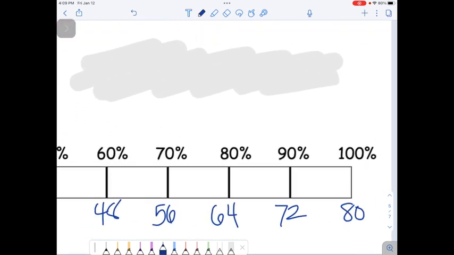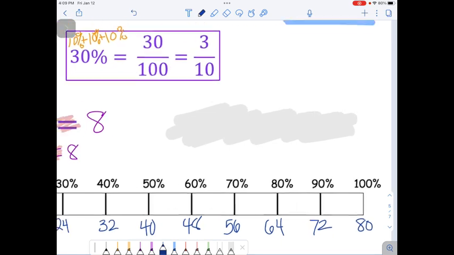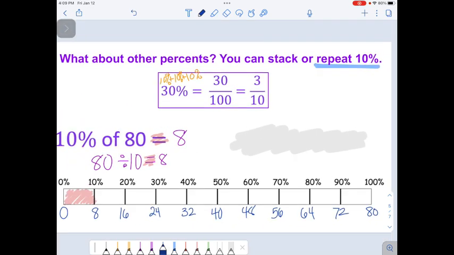80. That's the number that we're trying to find a percent of, because all of it is 80. 100% of it, all of it is 80. So we're just trying to find a part of 80. We know that 10% of 80 is 8. So what if I need to find 30%?